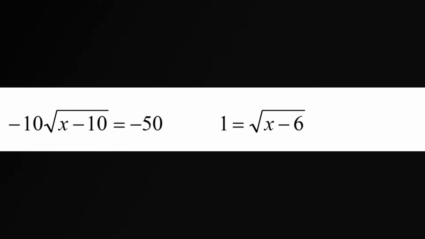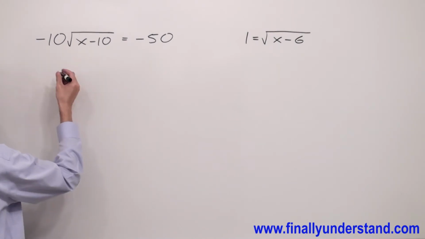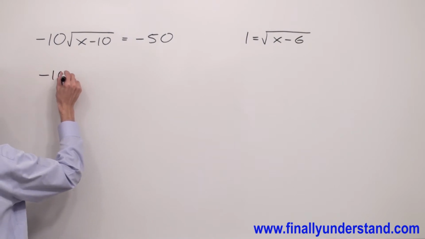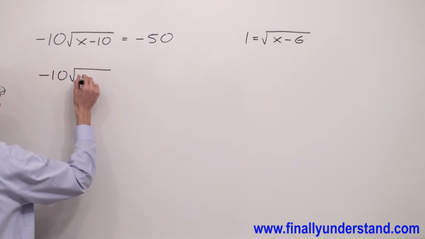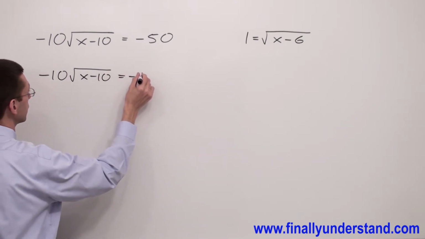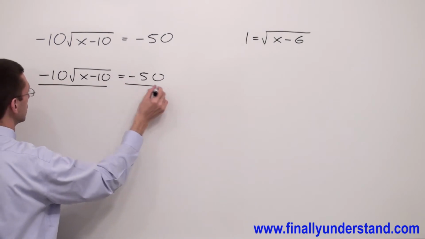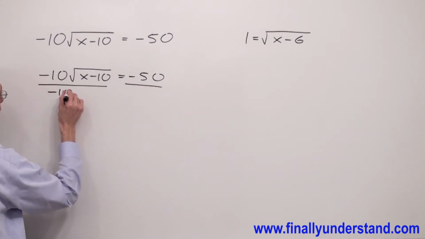Let's keep practicing radical equations. I have negative 10 multiplied by the radical. The easiest way to solve this problem, in my opinion, is to divide both sides of the equation by negative 10.